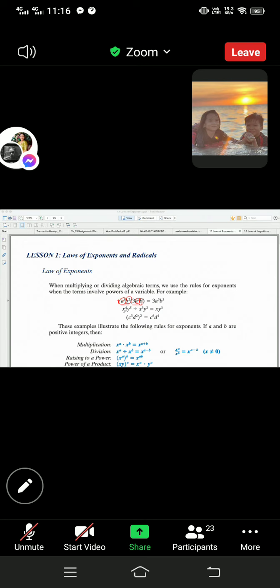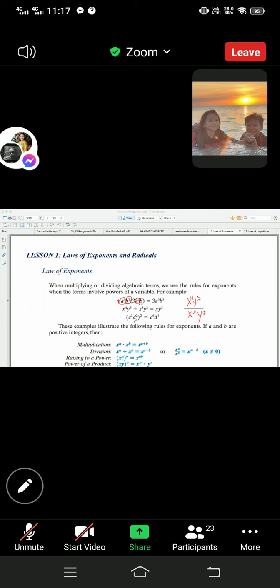And next is x to the power of 4 y to the power of 5 divided by x cubed y squared. So it will look like this: x to the power of 4 y to the power of 5 then divided by x cubed y squared. So that would become x y cubed. Later on, we will discuss why it becomes just x then y cubed.